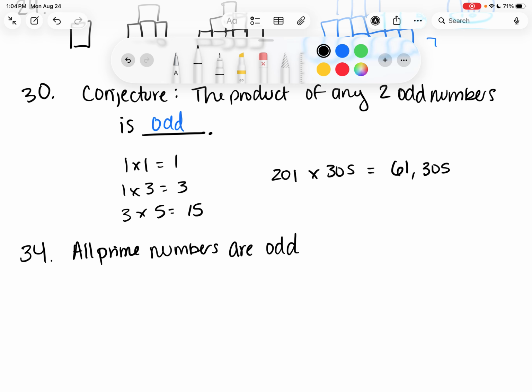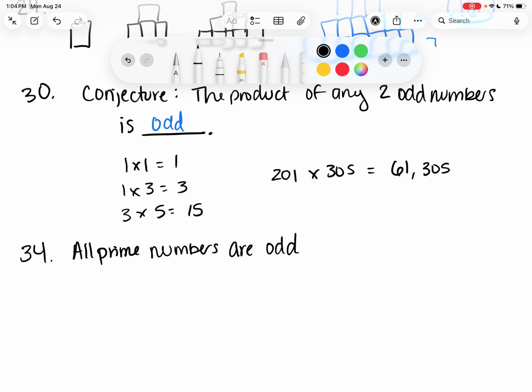So, anybody know what the first prime number is? 1, 1's not technically prime. 3. It is prime. Think about the definition of a prime number. It can only be multiplied by 1 and itself.